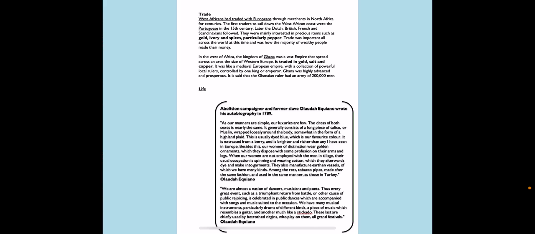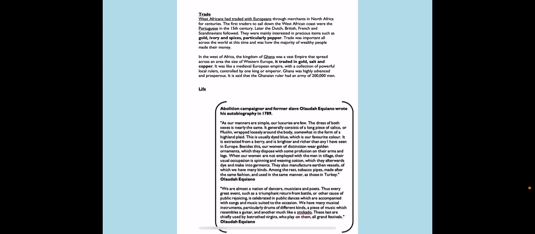In the west of Africa, the Kingdom of Ghana was a vast empire that had spread across an area the size of Western Europe. It traded in gold, salt, and copper. It was like a medieval European empire with a collection of powerful local rulers controlled by one king or emperor. Ghana was highly advanced and prosperous, so that means they're making a lot of money. It is said that the Ghanaian ruler had an army of 200,000 men.